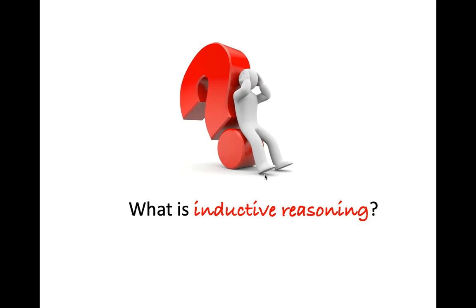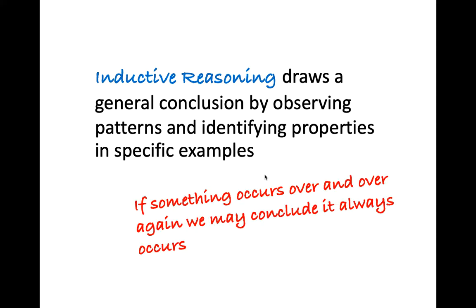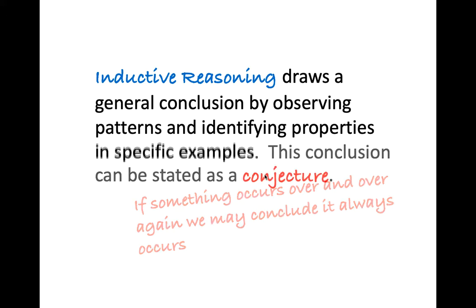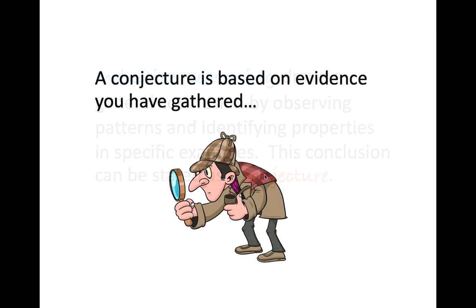Okay, so here we go to wrap it up. What is inductive reasoning? Inductive reasoning draws a general conclusion by observing patterns around us and identifying properties in specific examples. In other words, if something occurs over and over again, we may conclude that it always happens. This conclusion is called a conjecture. A conjecture, of course, is based on evidence you have gathered. That's why I use this Sherlock clip art to show that.